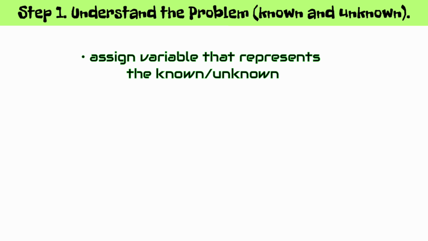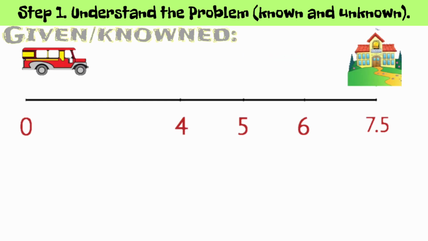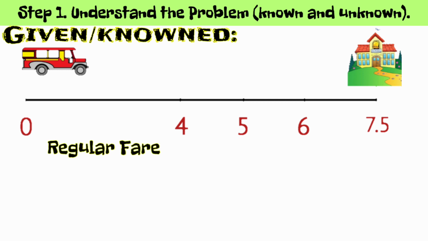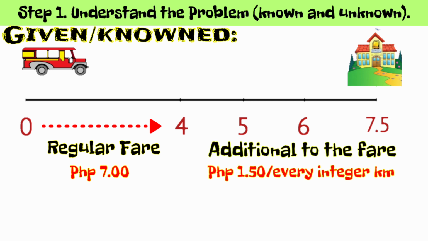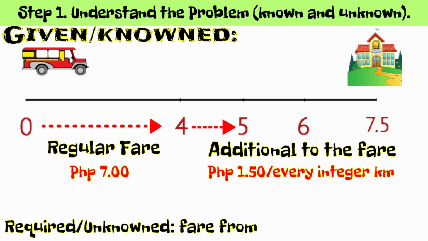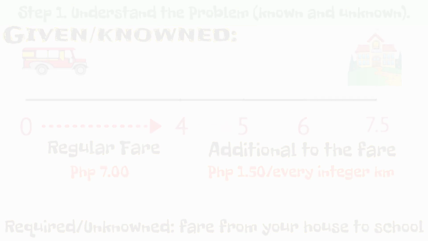I have here a visual illustration to help us understand the problem. So, the regular fare for the first 4 kilometers is 7 pesos. And then, there is an additional 1 peso and 50 centavos for every integer kilometer. What is required or not known in the problem is the fare from your house to school. Step number 2. Devise a plan.